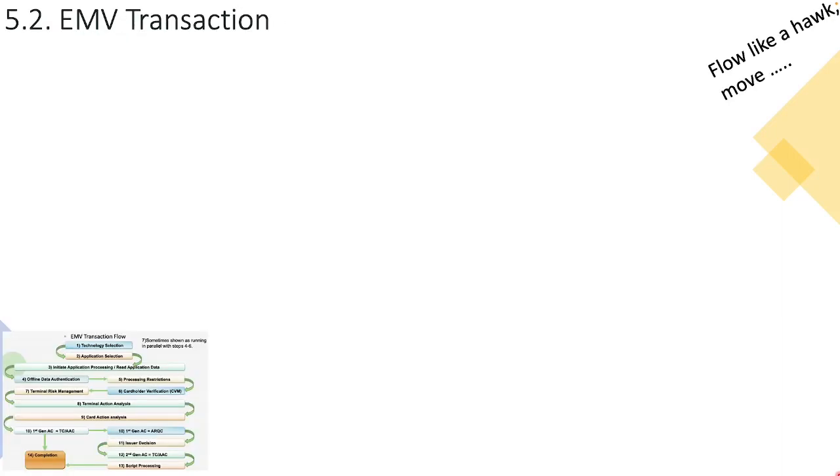Okay, so first let's just do a recap of where we are. Remember the scenario, we had Bob at the shop looking to buy a pair of socks. The teller asked him, Mr. Bob, how would you like to pay for your purchase? To which he responded, I'd like to pay with my card. He then inserts the card into the terminal, and obviously at this point we know that the technology selection was EMV, right?